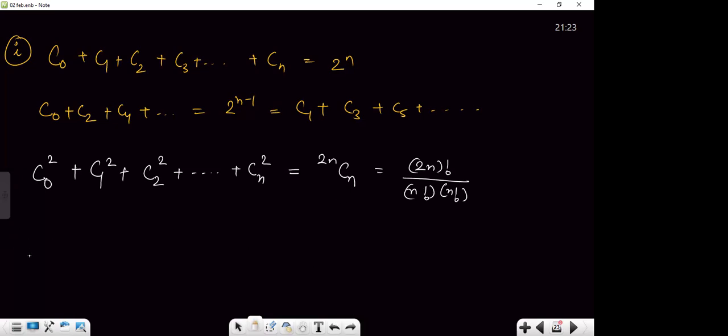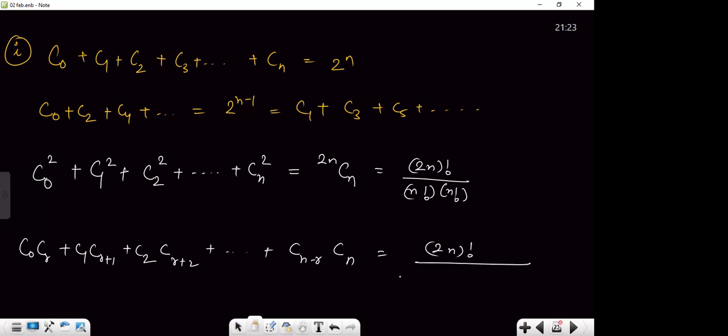One more important formula: nC0 into nCr plus nC1 into nC(r+1) plus nC2 into nC(r+2), and this will go on till nC(n-r) into nCn. This will be equal to 2n factorial divided by (n plus r) factorial into (n minus r) factorial. What is important? This, and that.